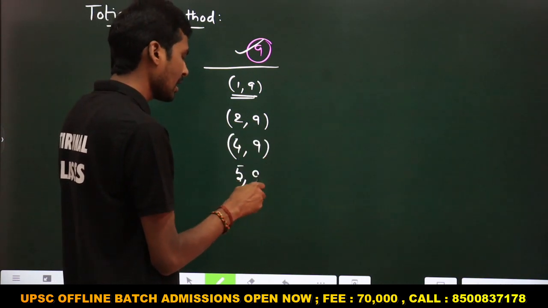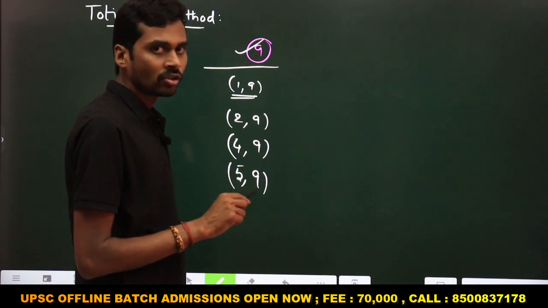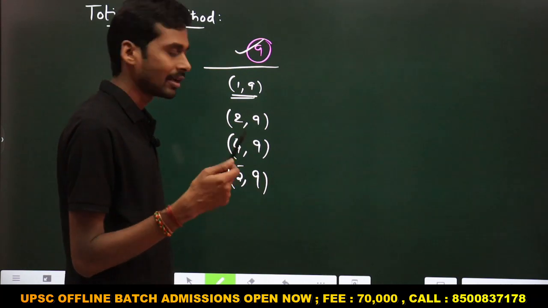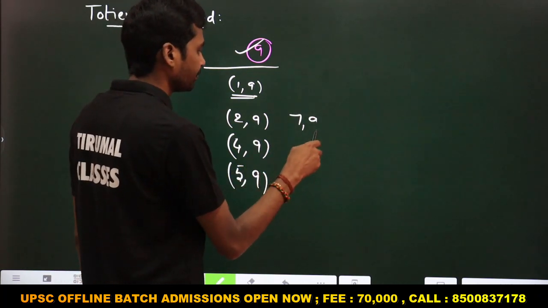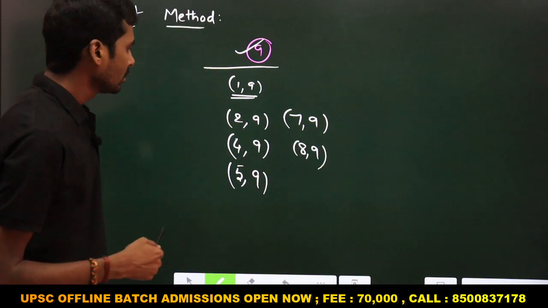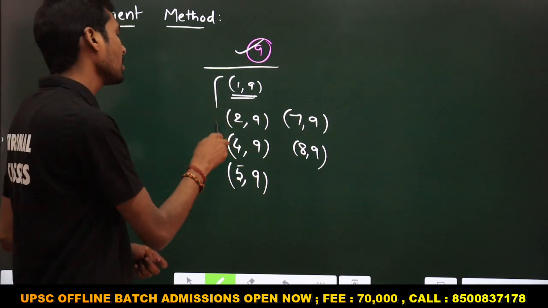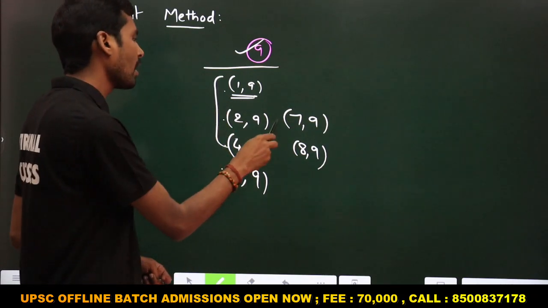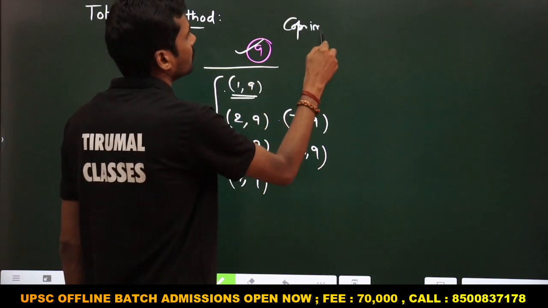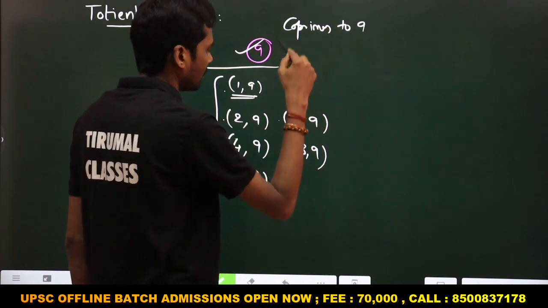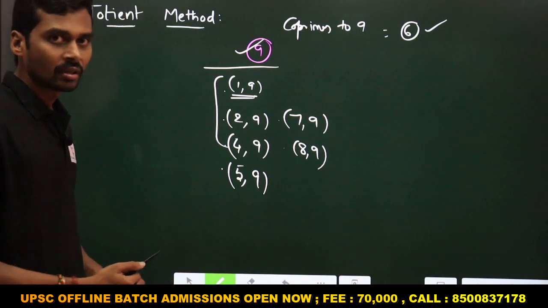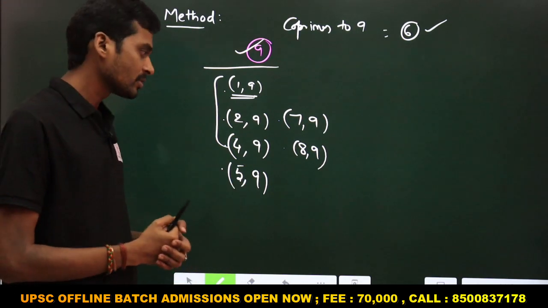Yes, I can take 5 and 9. Can I take 6 and 9? I should not, because in both numbers 3 is a common factor other than 1. And we have 7, 9, and 8, 9 also. So how many coprimes do we have? 1, 2, 3, 4, 5, 6. So the number of coprimes to the number 9 is 6. Is it clear? We have 6 coprimes.